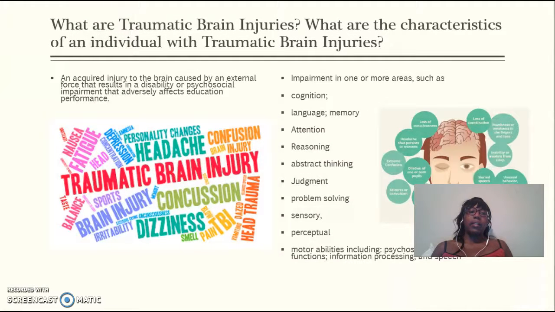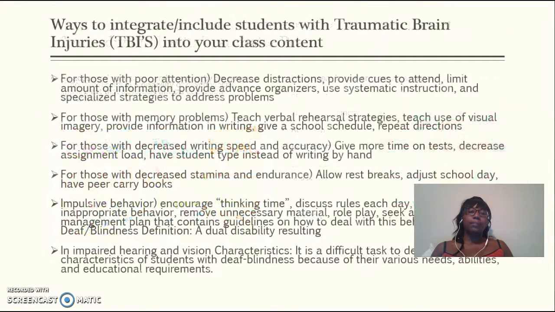Traumatic brain injury. So this is caused by an external force that results in a disability or psychosocial impairment. Some characteristics are language, memory, problem solving, judgment, abstract thinking, perceptual and motor skills. So for those that have TBIs for short, it's difficult for them to stay on task. Ways we can integrate this in a classroom: you want to give more time on tests, decrease the assignment load, and you want to have the student type instead of writing by hand.